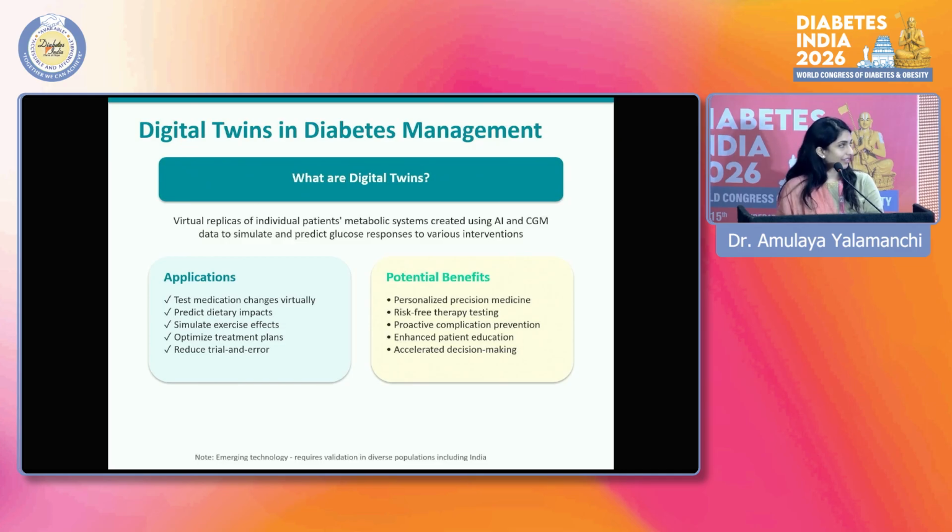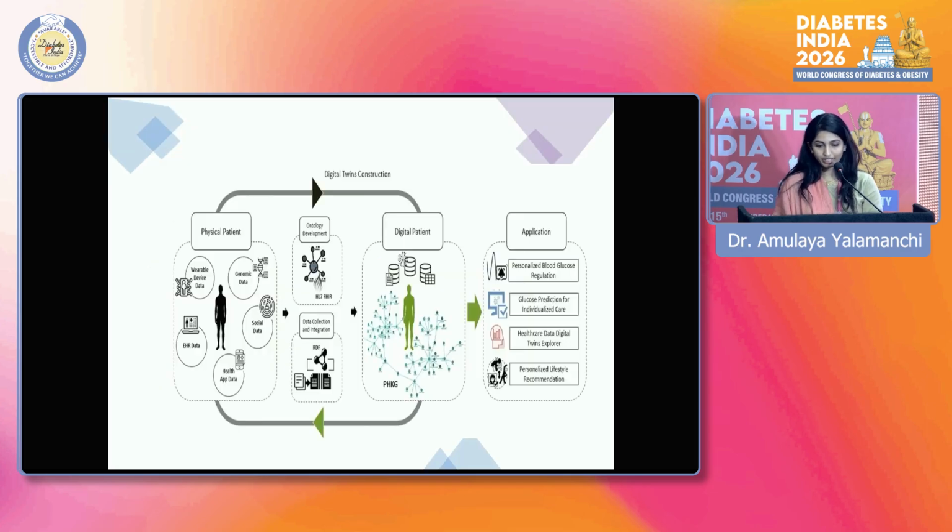So what are digital twins? They are virtual replicas of individual patients' metabolic systems, created using AI and CGM. This is broadly how a digital twin is constructed. The physical patient wears the CGM for at least 3 months, and they have the genomic data, their EHR, health app data, social data, and the oncology department doing all of these things. And they have created a digital patient.